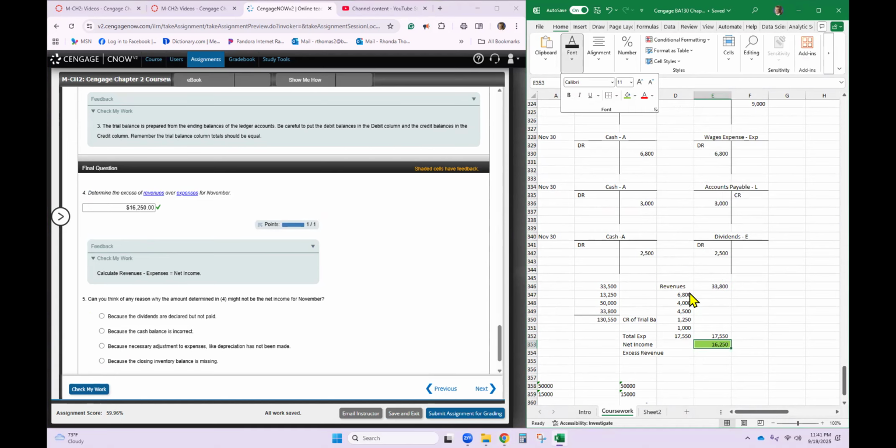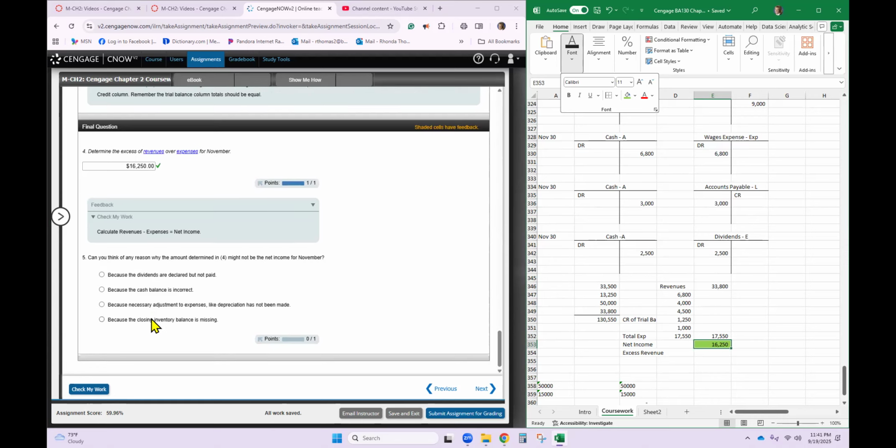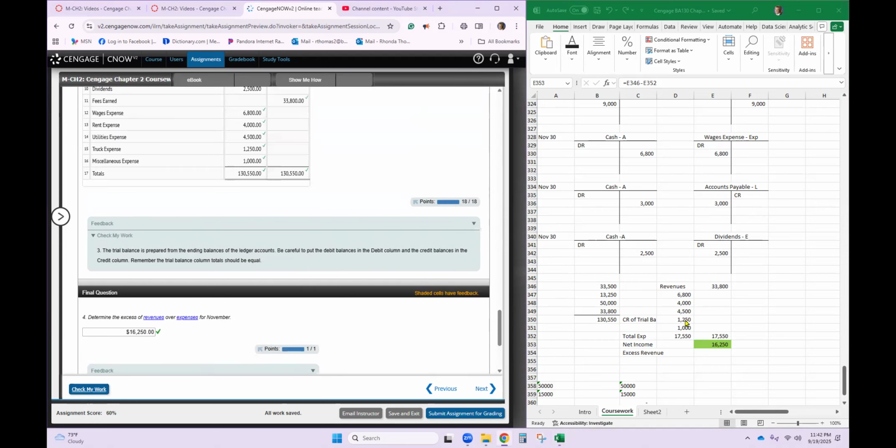Then, can you think of any reason why the amount determined in 4 might not be the net income for November? It's because necessary adjustments to expenses like depreciation have not been made. If you don't quite understand that, that's okay. We will go into that in chapter 3.